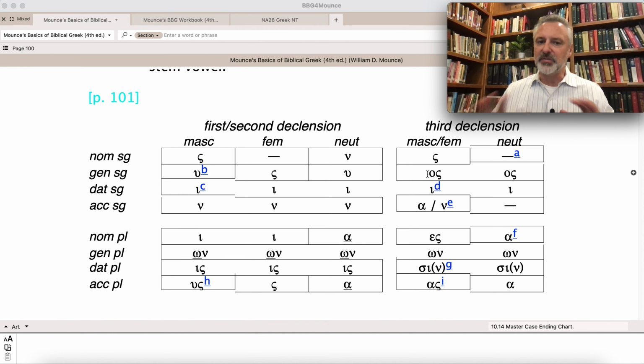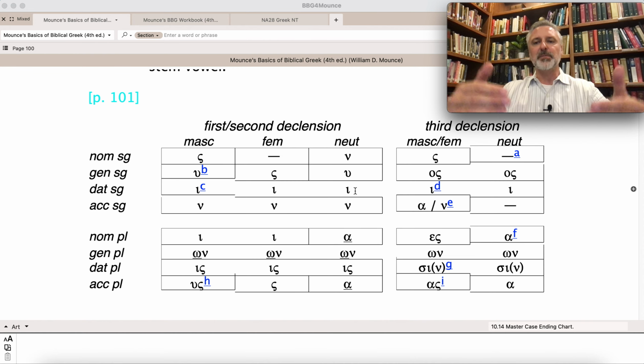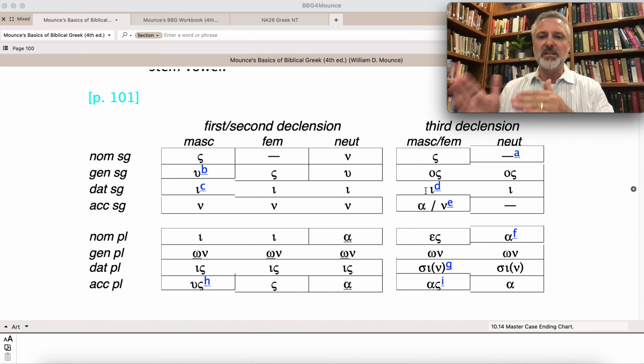Dative singular is awesome because this case ending is still an iota. Now what we're going to find is that over here in the first and second declensions, those iotas will subscript under lengthened vowels. But over here in the third declension, you don't have vowels to lengthen. You don't have a final stem vowel. So the iota will simply be showing up at the end of these stems.